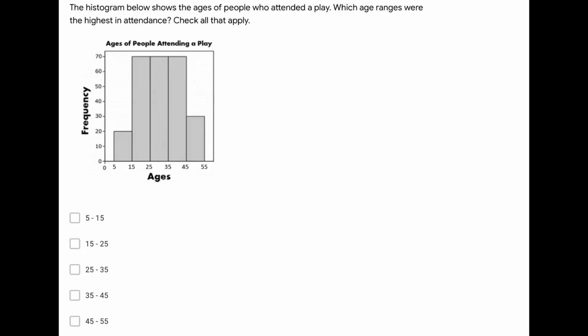The histogram below shows the ages of people who attended a play. Right here, ages of people who attended the play. Which age ranges, here are age ranges, were the highest in attendance? You're looking here at the highest. All right, you are going to have more than one answer. If you look at your bars here, you know how many answers you should check.